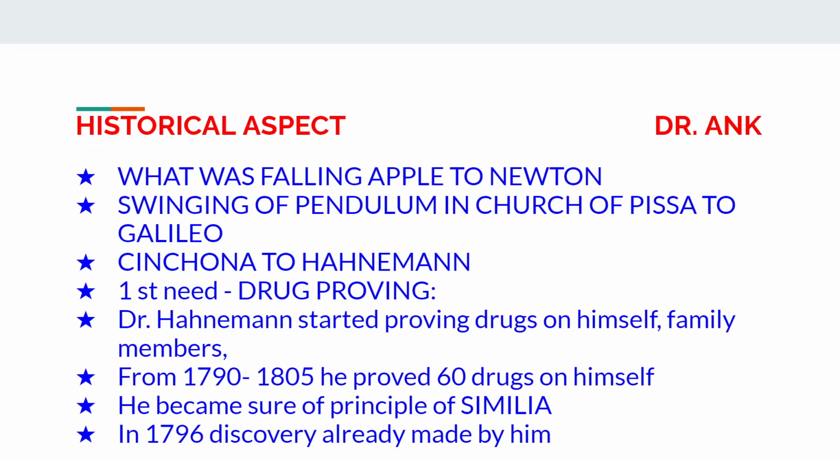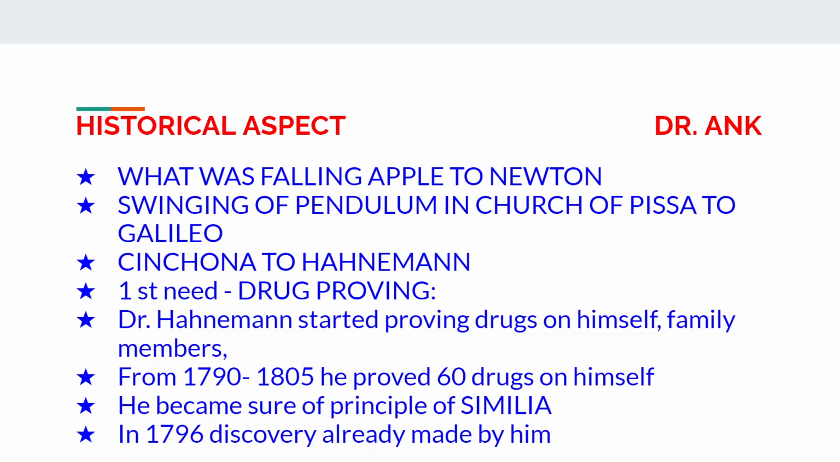What the falling apple was to Newton and the swinging pendulum in the church of Pisa was to Galileo, cinchona bark was to Hahnemann. This was the first need of drug proving, where Dr. Hahnemann started proving drugs on himself and family members. And then this drug proving was done on his students, his disciples and colleagues.